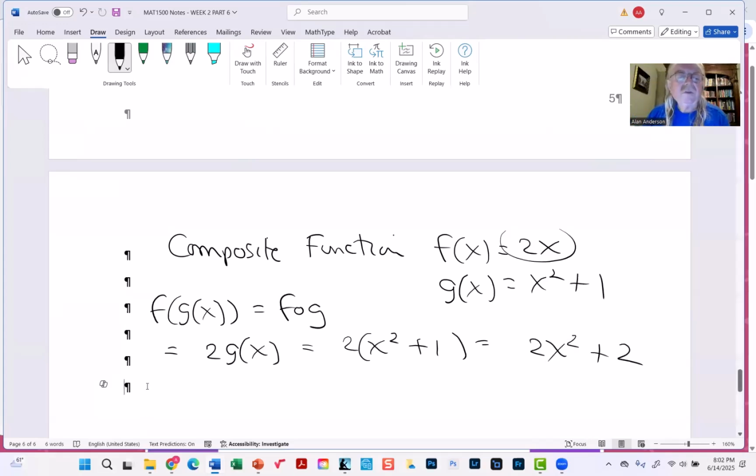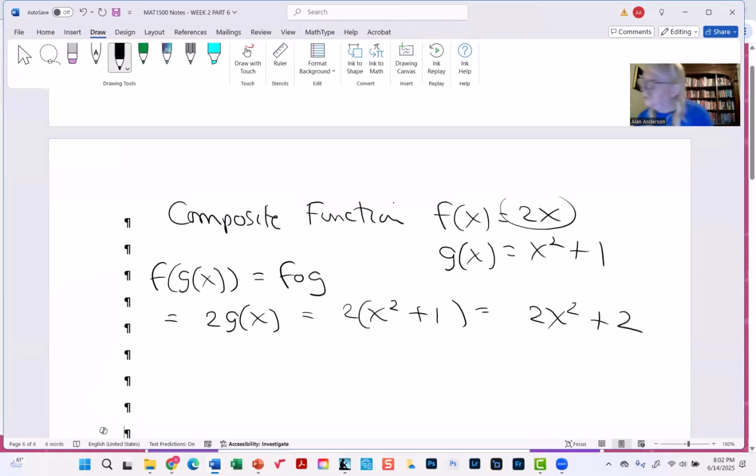And then we can do the reverse. We can define g of f of x. Sometimes you see it written like this. And that means we go to the g of x function and replace all the x's with f of x. That's going to give us f of x squared plus 1.